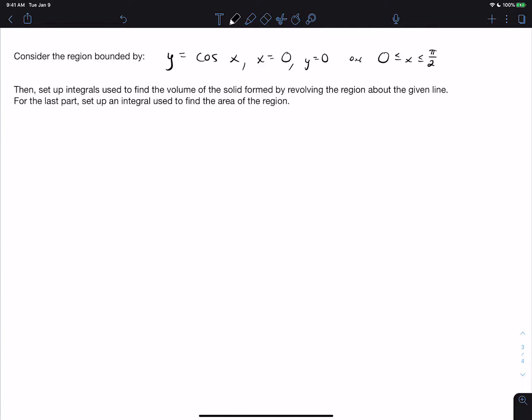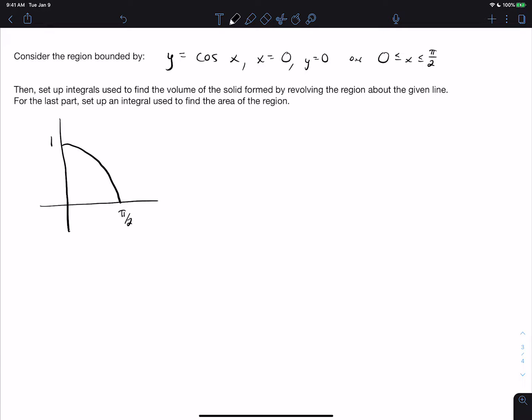This is another example for area and volume. In this example, we're going to consider the region bounded by y equals cosine x, x equals 0, y equals 0 on the interval 0 to pi over 2. Okay, so y equals cosine x starts, well, we think of it as starting at (0, 1), and it goes down and has an x-intercept at pi over 2. This region is bounded by that, x equals 0, which is the y-axis, and y equals 0, which is the x-axis. We're just concerned about this part in the first quadrant.